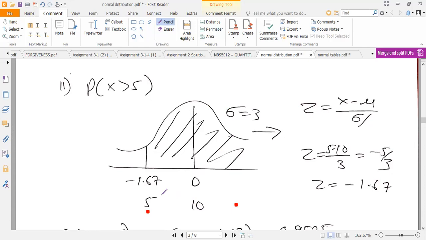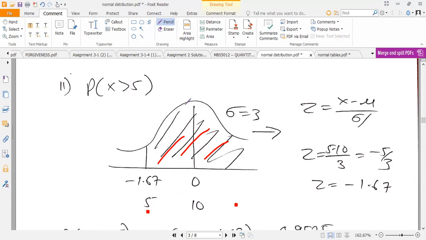Then step number 2, standardize. We can't read this 5 from the table, so we need to standardize it. Okay, before we standardize, we need to shade. It says greater than 5. Greater means shading to the right. So we're shading this side. Now already we're able to tell that this shading is greater than what?